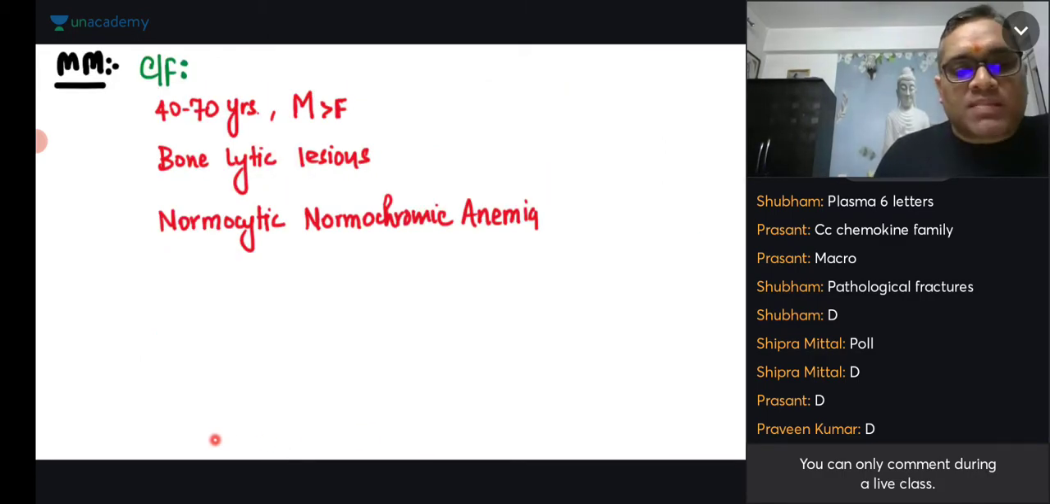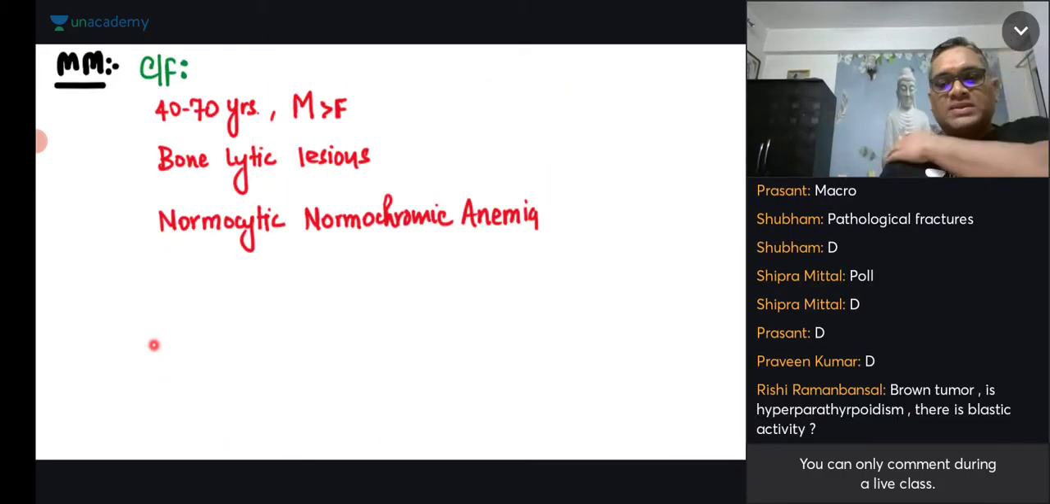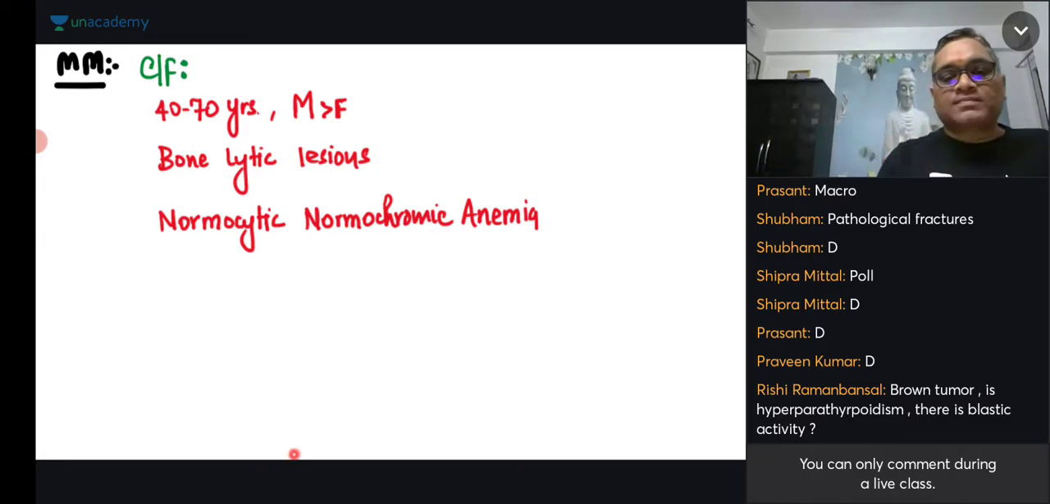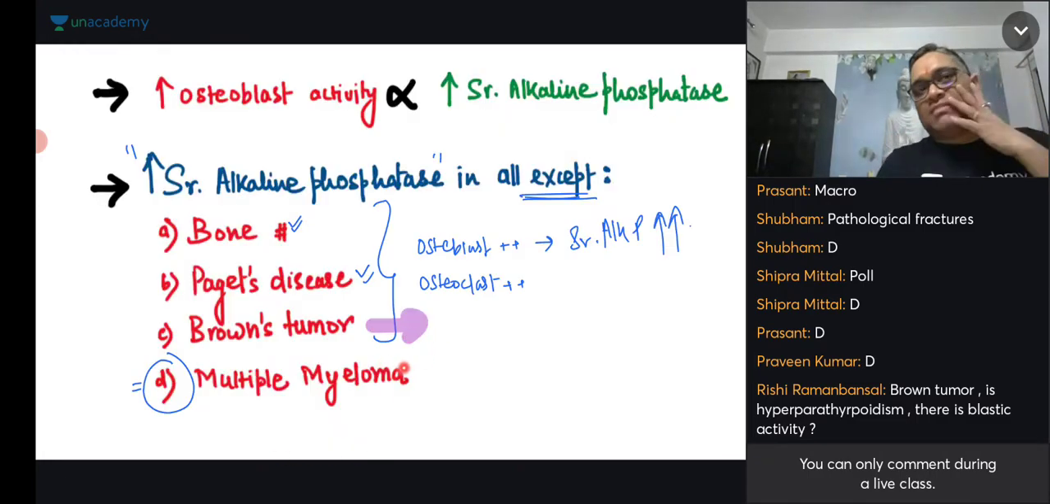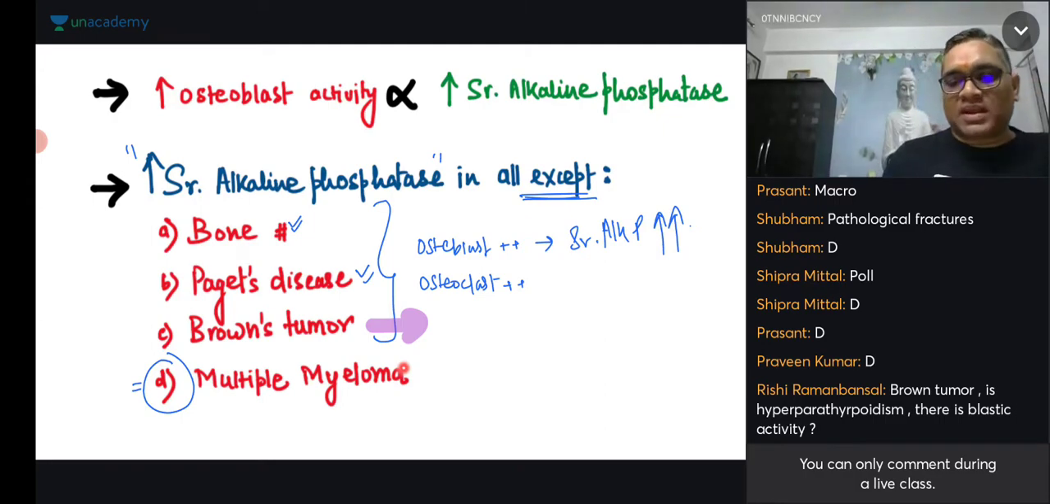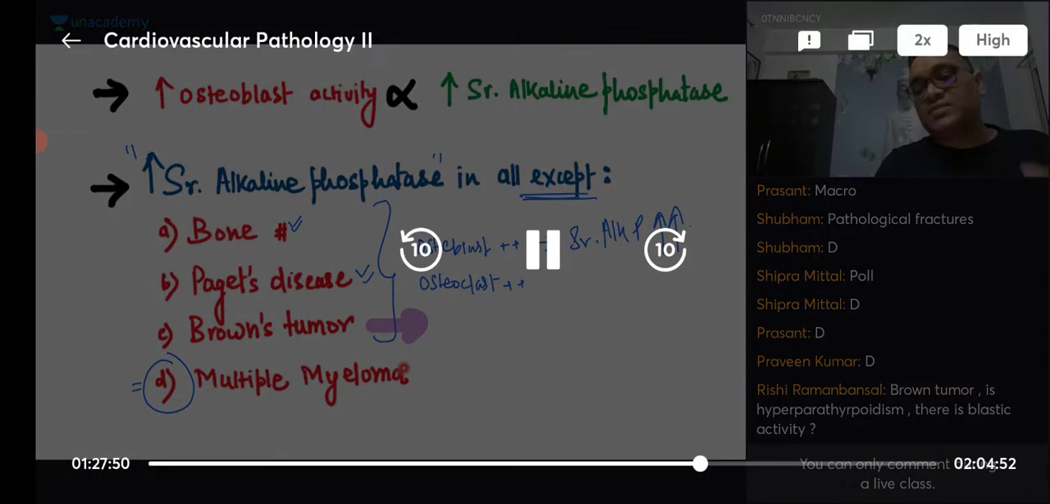Now, come to the multiple myeloma. Brown tumor is hyperparathyroidism. How? Fracture is there, right? Brown tumor will have a fracture. Because of the hyperparathyroidism, there will be a fracture, and because of the fracture, there will be an increase in osteoblastic activity. That is why they will have an increase in serum alkaline phosphatase. Brown tumor is the fractured bone which has blood accumulation, and that fracture is because of the hyperparathyroidism.